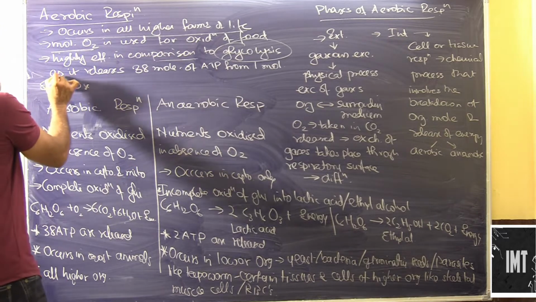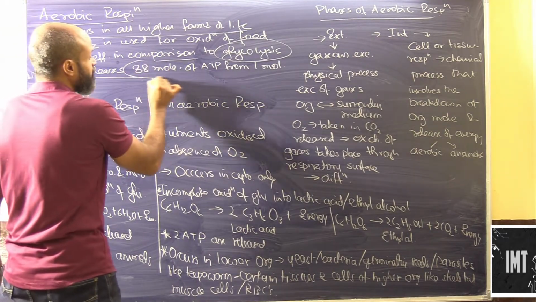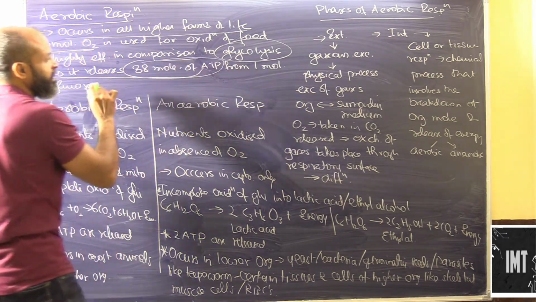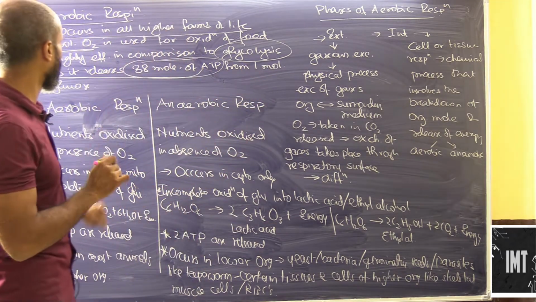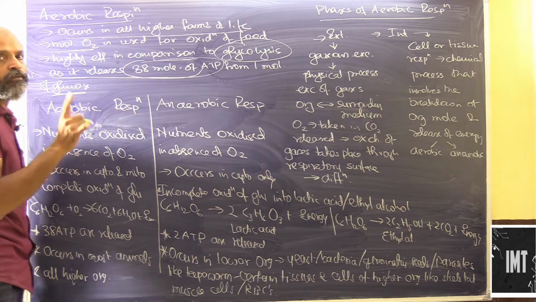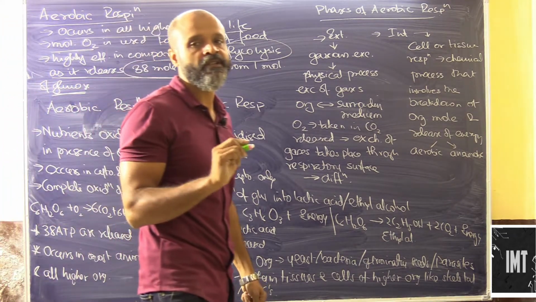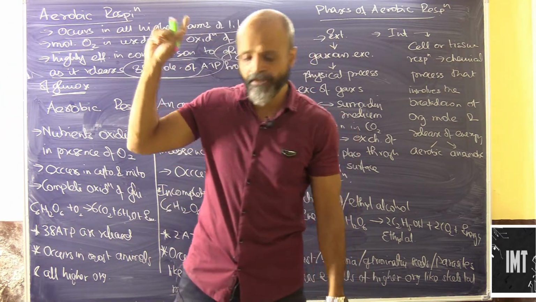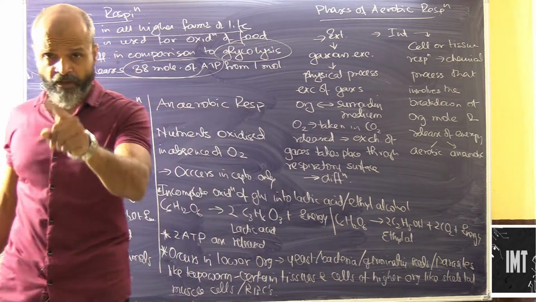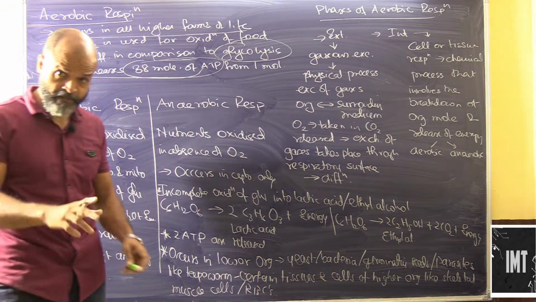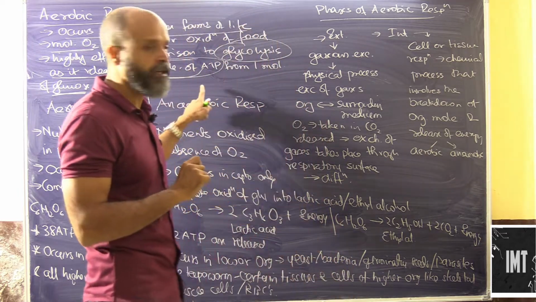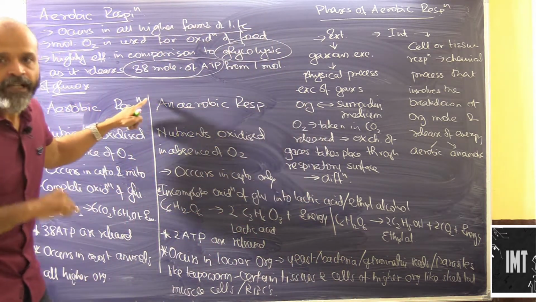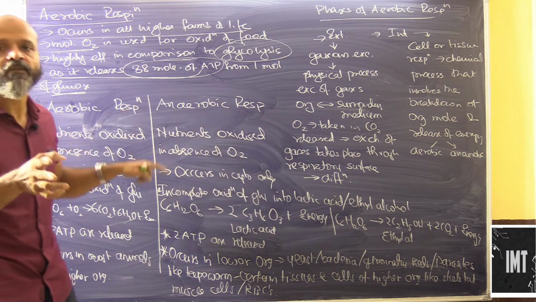Highly efficient in comparison to glycolysis, it produces 38 molecules of ATP from one molecule of glucose. Whereas in anaerobic respiration, the oxidation of one molecule of glucose gives us just 2 molecules of ATP. So compared to anaerobic respiration, aerobic respiration is far more efficient.